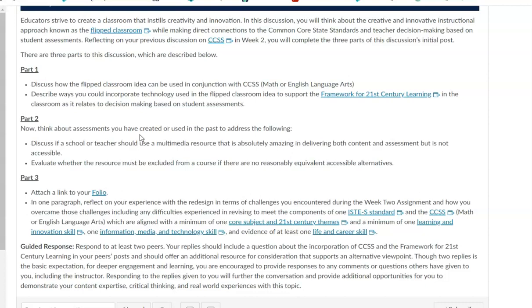Provide me your explanation, and then evaluate whether the resource must be excluded from a course if there are no reasonable, equivalent, accessible alternatives. So if the multimedia resource you want to use doesn't have an alternative that would be accessible to everyone, should no one then have it? So explain your reasoning, support it with some evidence to back up your analysis.